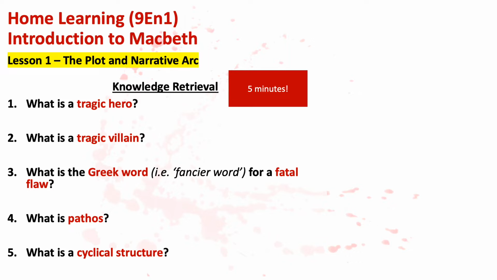So, before we start today's lesson, as with any lesson, we are going to do a knowledge recall. You're going to need a piece of paper to write your answers down to these questions, okay? Give yourself 5 minutes and you can pause the video and work through the questions. Question 1: what is a tragic hero? Question 2: what is a tragic villain? What is the Greek word for a fatal flaw? What is pathos? And what is a cyclical structure?